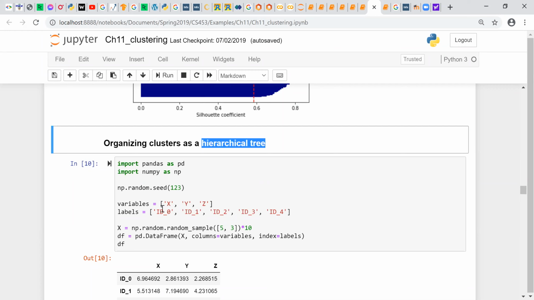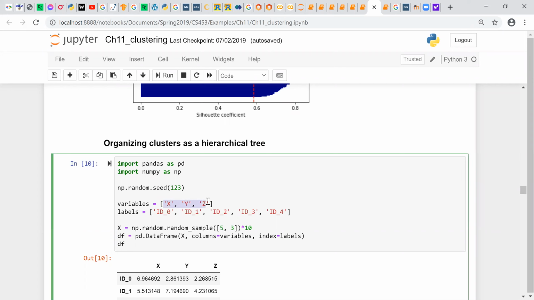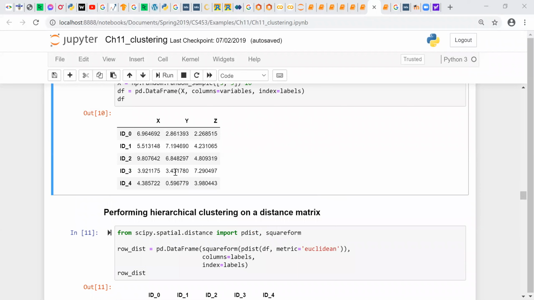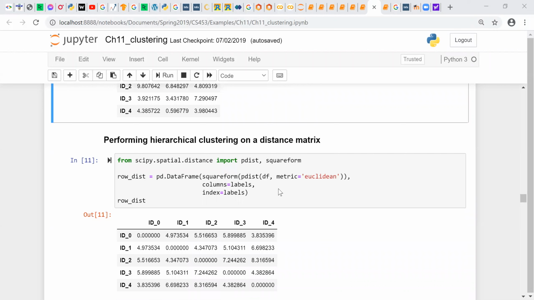So here, similarly, we are going to manufacture our own data set. It's a pretty simple one. You have 3 features, we call them X, Y, Z. And over here, you have samples. It's quite simple. We just use 5 samples to see. So this is a data frame.